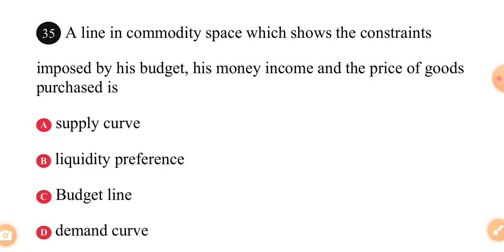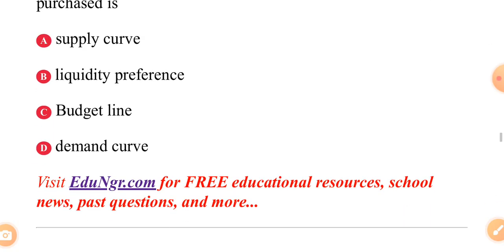A line in commodity space which shows the constraint imposed by his budget, his income, and the price of goods purchased is dash. Question 35. A, supply curve. B, liquidity preference. C, budget line. D, demand curve. The answer is budget line.